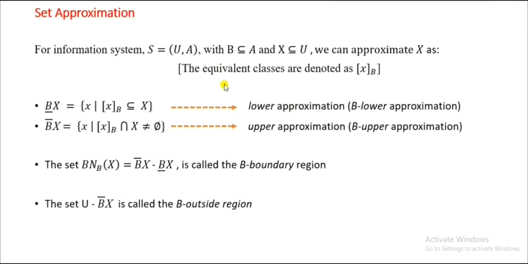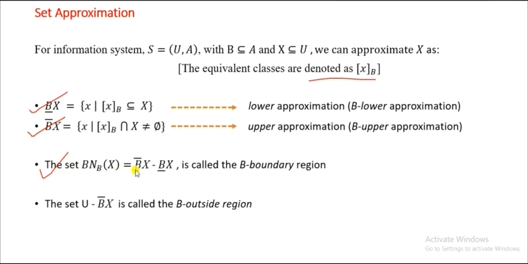The various approximations are defined here. For information system S equals to (U, A) with B subset of A and X subset of U, we can approximate X as follows. The equivalence classes are denoted using XB. The lower approximation is the set of X such that XB is a subset of X. If XB intersection X is not equal to null, then we have the upper approximation.